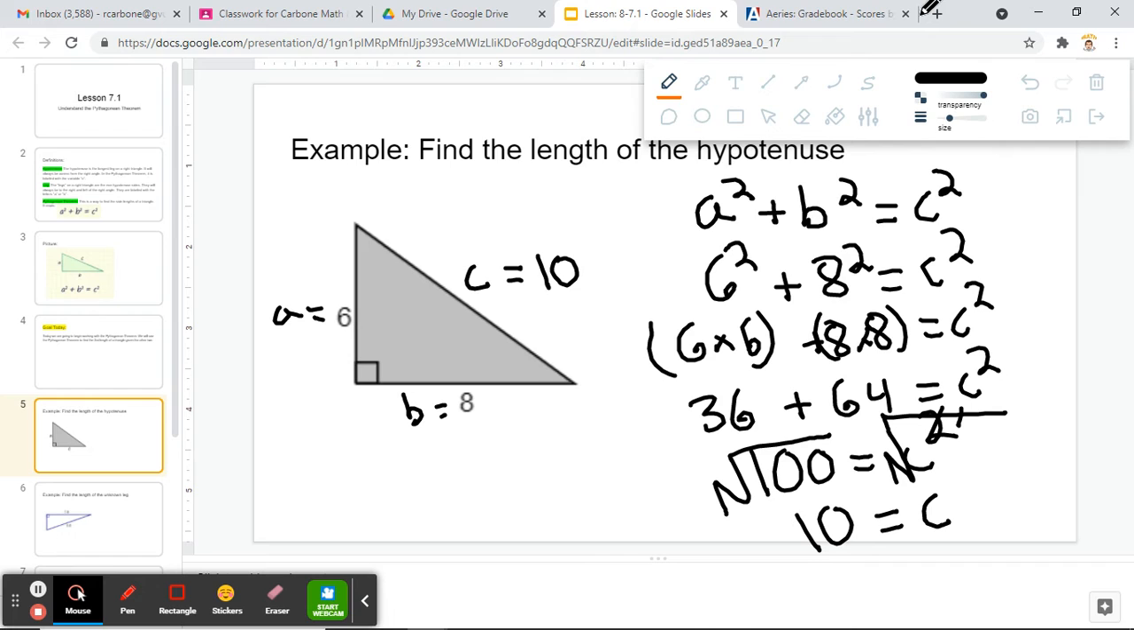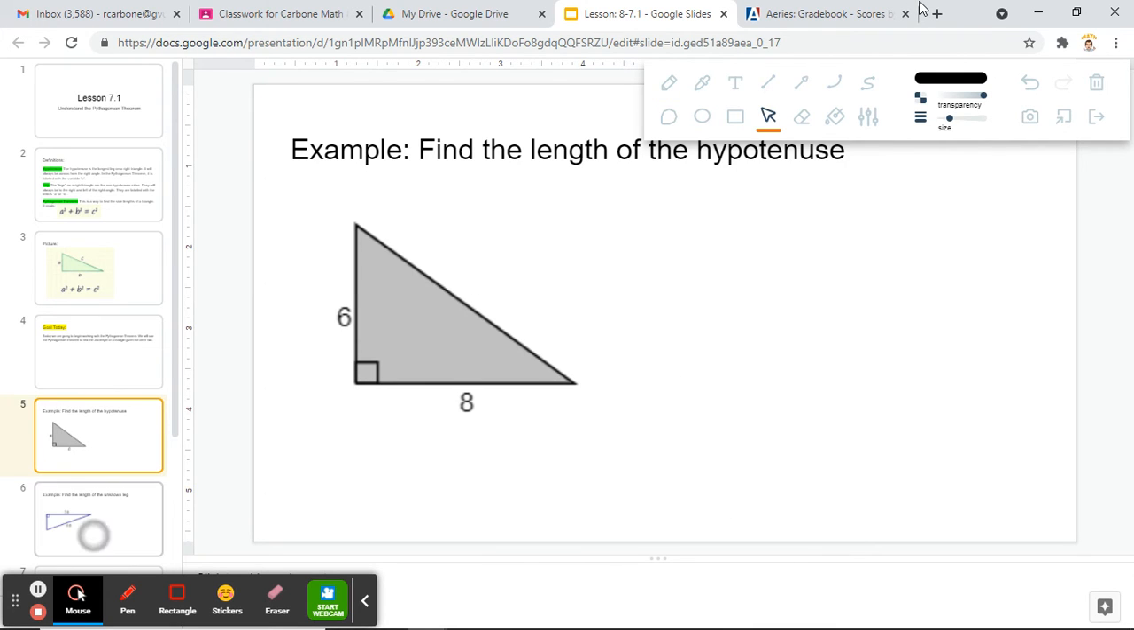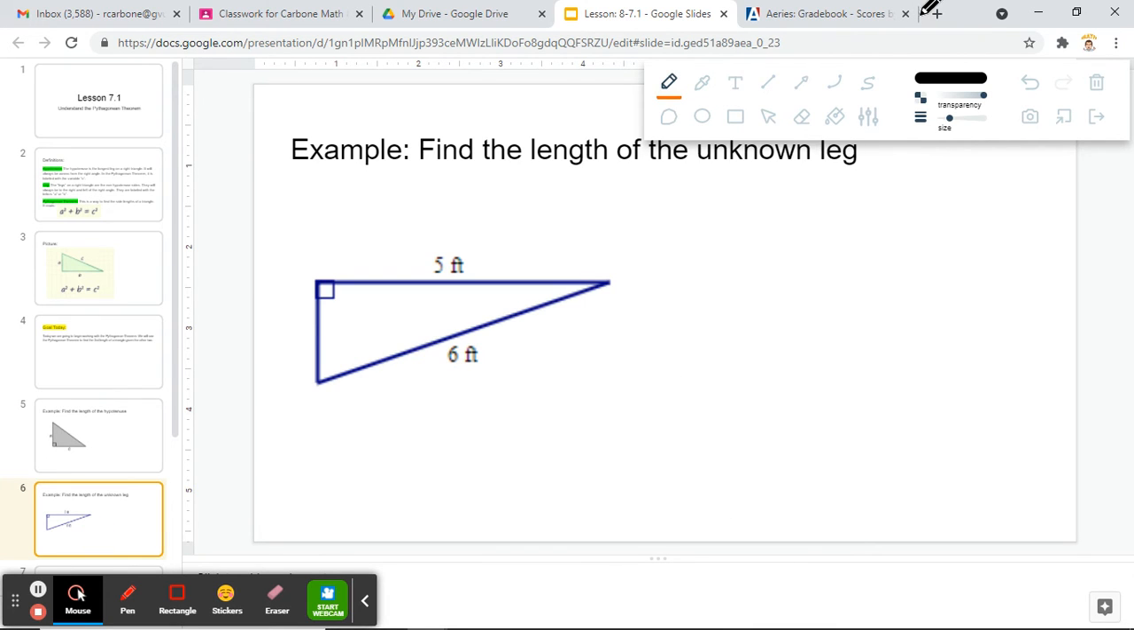All right, so that's just one formula for us. Not too bad, I hope, but we're going to try some more examples as well. Make sure you're getting down these examples in your notes. All right, next one here. Find the length of the unknown leg. All right, so obviously you have c equals 6.